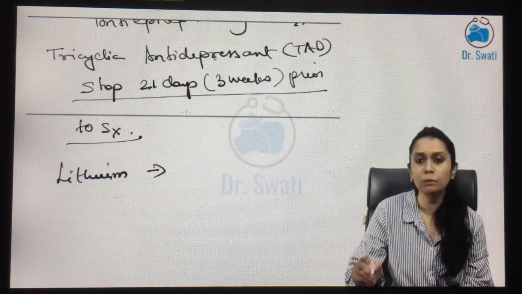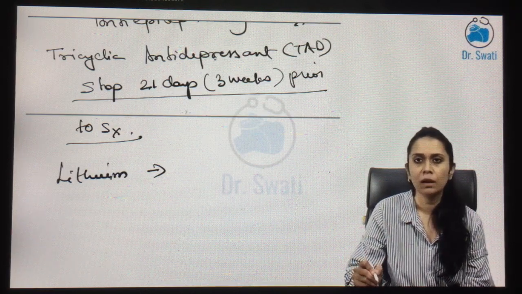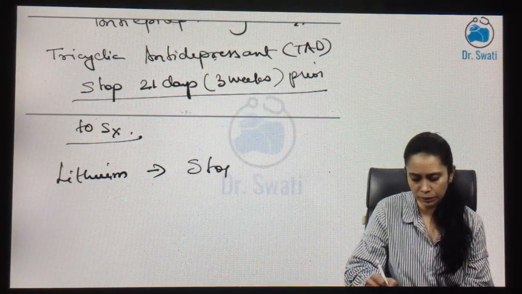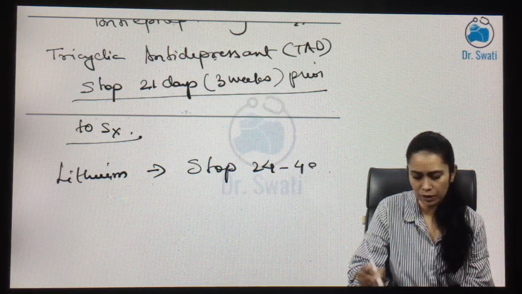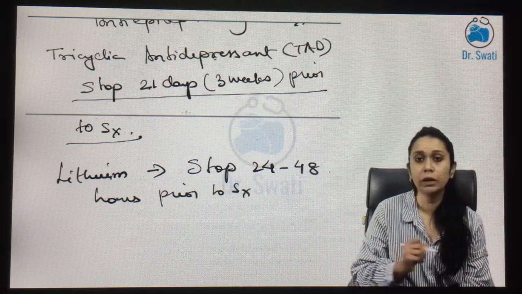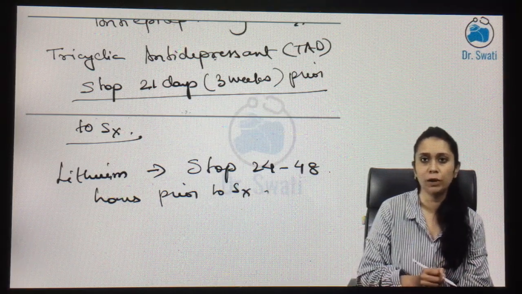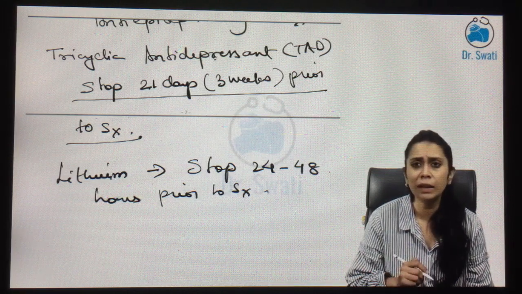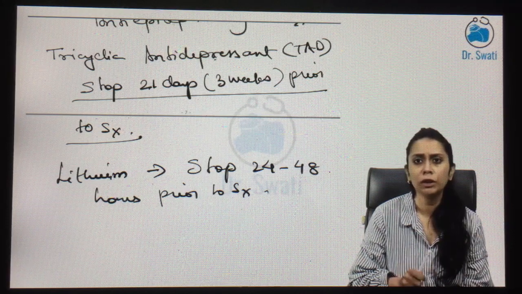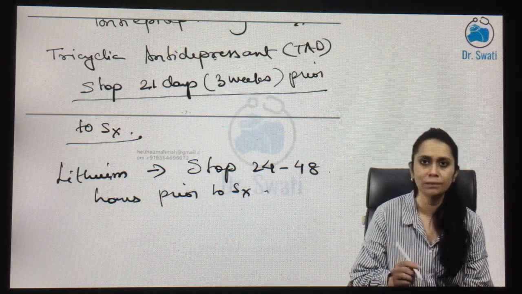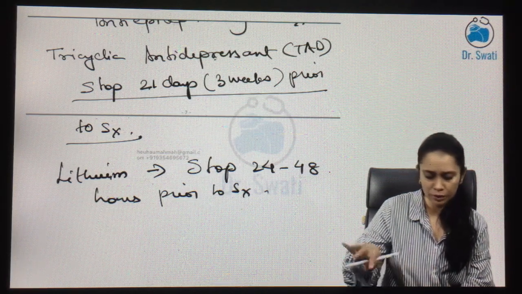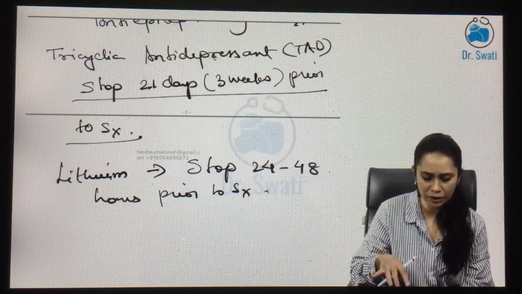Lithium. Patient of bipolar mood disorder on oral lithium therapy. We have to stop it 24 to 48 hours prior to surgery. Now guys, if both 24 hours and 48 hours are given in the options, go for 24 hours as the answer. This was asked in AIIMS exam: a patient on oral lithium therapy, how many hours prior to surgery do we stop? 24, 48, 72, 96 hours. Answer is 24 hours. So this is the recommendation regarding these drugs.